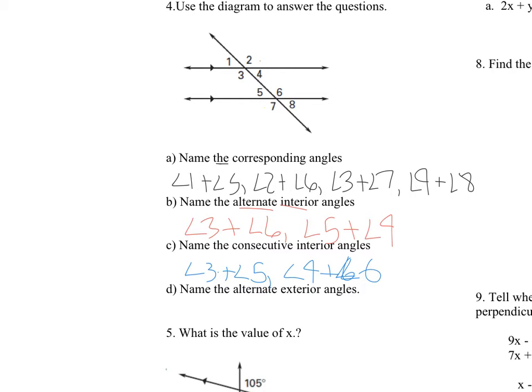And then the last one, alternate exterior, so we're outside: 7 and 2, and 1 and 8. All right, so you need to know those, go back over them, make sure you can identify them.